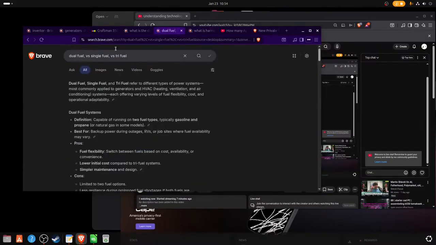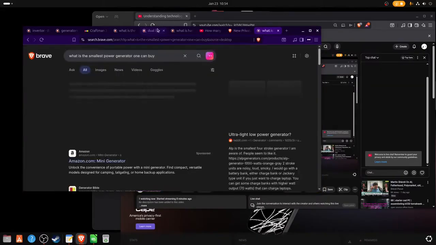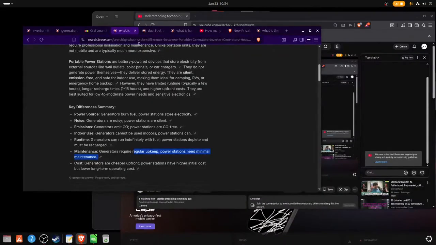All right, let's try just a starter. Oh, we'll look at dual fuel. We'll look at dual fuel and dual fuel systems real quick, and then we'll just look at starter generators. Or like, what's the smallest generator? What is the smallest power generator one can buy? I like to start with the smallest when I buy things. It allows me to get my feet wet.